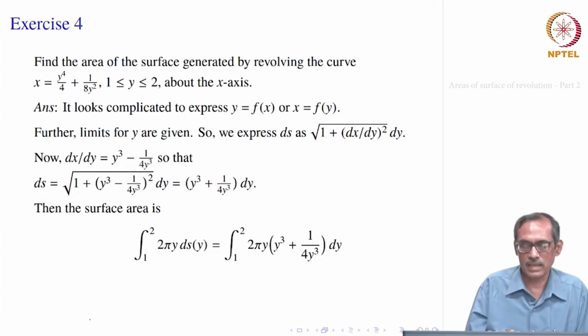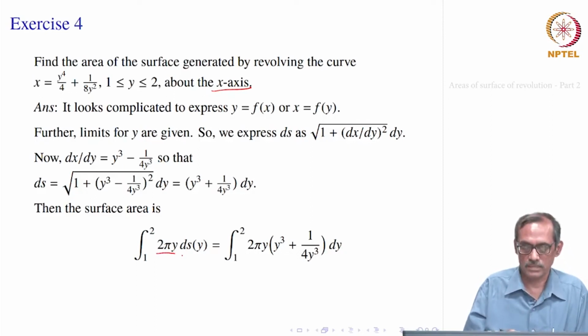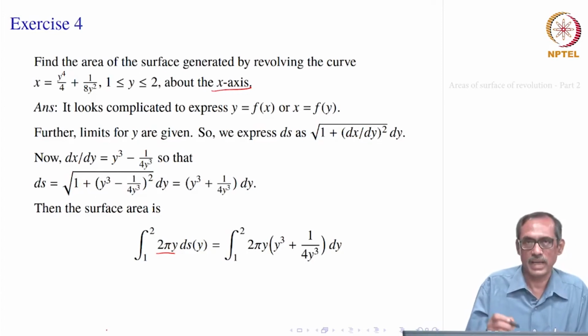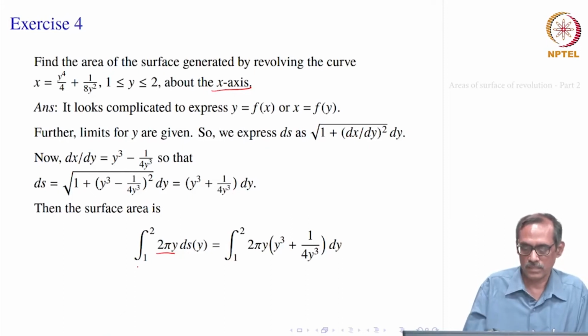Then we can directly get the surface area, but since it is about x axis, we would take 2 pi y ds as a function of y. So, all that we have to do is, we are using that unified formula, which becomes easier to apply. So, we say it is 2 pi y times ds, and s is a function of y now, because limits will be from 1 to 2 for y. So, that is the integral 1 to 2 of 2 pi y, and our ds is y cubed plus 1 by 4 y cubed dy. So, that directly gives 2 pi times y cubed plus 1 by 4 y cubed dy.